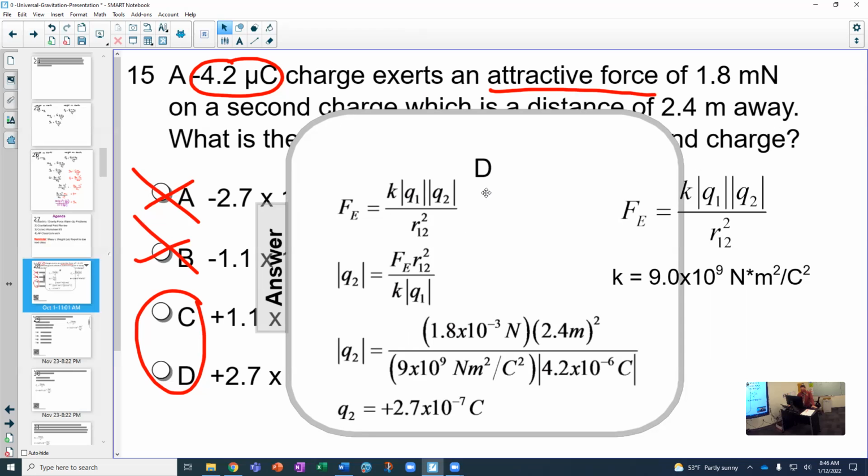So here they've taken the equation, they've solved it for Q2. Now you could have solved it for Q1, it doesn't matter, they're interchangeable, but they called it Q2. And that means it's going to be the force times the radius, or distance squared, divided by K times Q1. So the force is that 1.8 millinewtons, so times 10 to the negative 3. The distance was 2.4 meters, but we've got to square it. K is given, it's on the formula sheet. And then the first charge is 4.2 times 10 to the negative 6 coulombs. And again, you can drop the negative, we just use absolute value. So we know the absolute value of the charge is 2.7 times 10 to the negative 7 coulombs. But based on the wording in that first line, we know it has to be a positive charge, otherwise it wouldn't attract. All right, any questions on this practice?